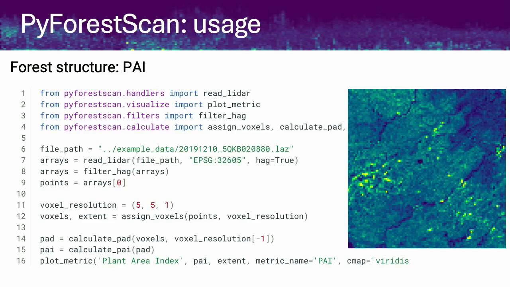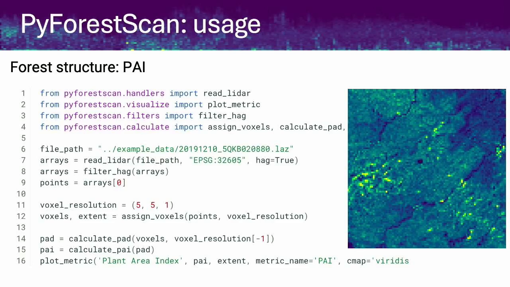And then to use it, this is a little bit terrible because it's just a screen of code, but whatever. So, for example, if you want to calculate plant area index, you would import the modules and functions that you need. From the handlers module, you'll import the read LiDAR function, and it supports LAS, LAZ, COPC, EPT. I work a lot with these very big data sets, and working with the EPT file format is pretty sweet. So that exists.